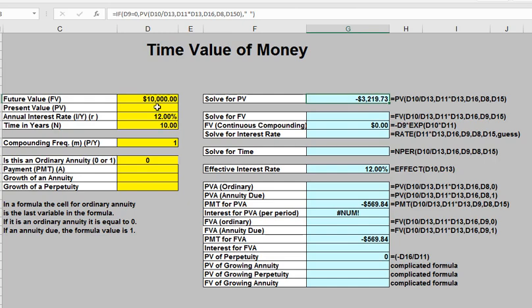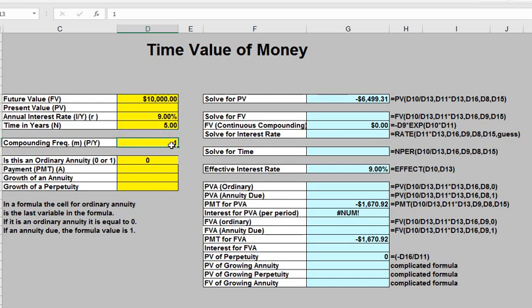And likewise, we can go back and change this. What if it was going to take 5 years for this to happen, right? Then obviously the value is going to go up. A shorter time frame to get the same amount of money would obviously increase the value that you'd be willing to pay today.